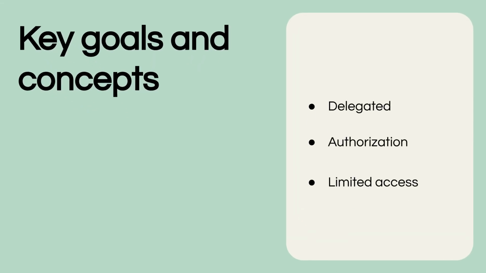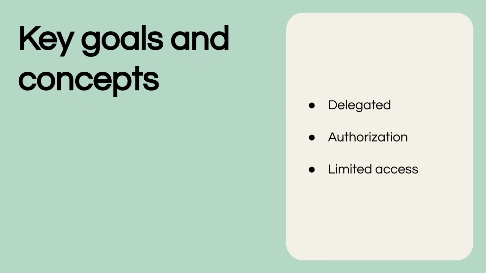The core concept of OAuth is delegated authorization. This means a user can grant a third-party application permission to access their data on another service without exposing their password. To understand the flow, we must first recognize the four core roles involved in the OAuth 2.0 process.